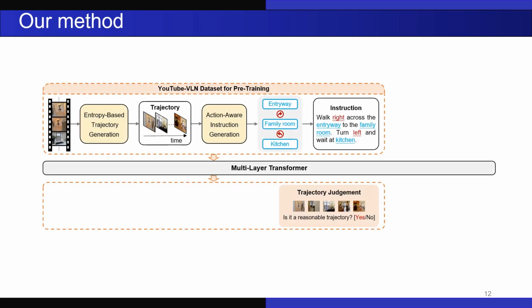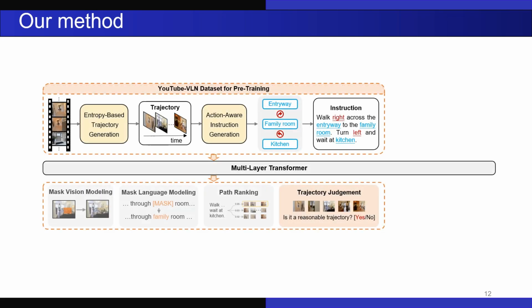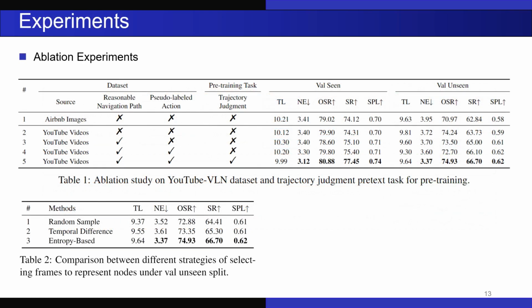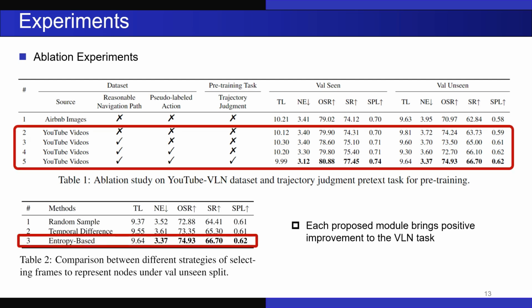We finally pre-train the agent using our proposed trajectory judgment task, additionally combining it with 3 other existing pretext tasks on our YouTube-VLN dataset. After pre-training, we then adapt the pre-trained model to downstream VLN tasks. We ablate our proposed modules on the R2R benchmark. The results suggest that each module brings positive improvement.